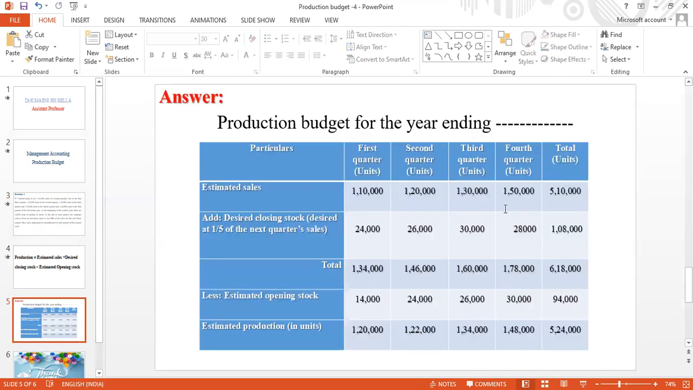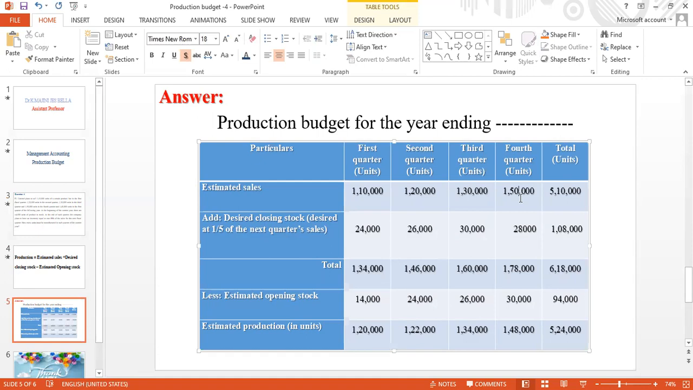So we can write it for the fourth quarter, 1,50,000, right? After that, just put the total here. For the total column also I have mentioned it here. So you should put the total for all the four quarters.